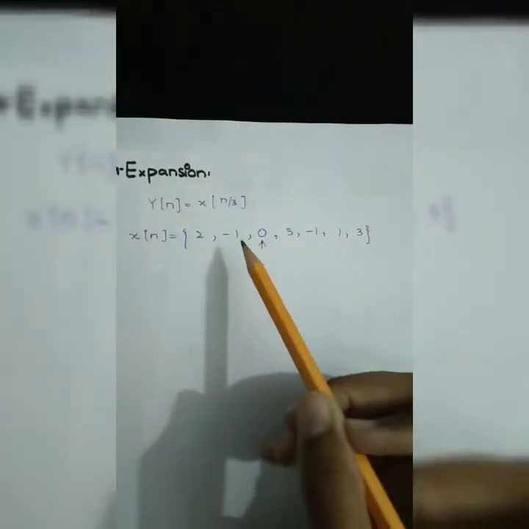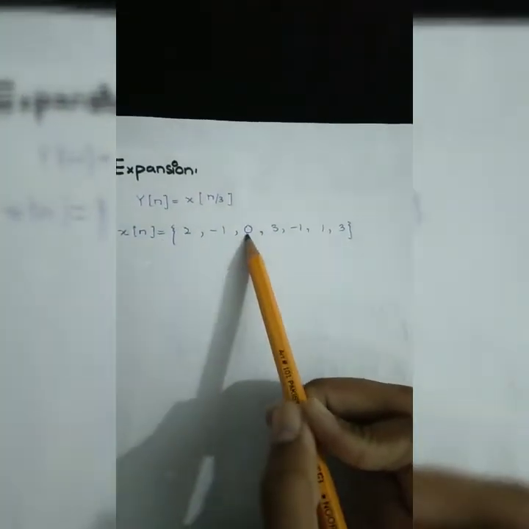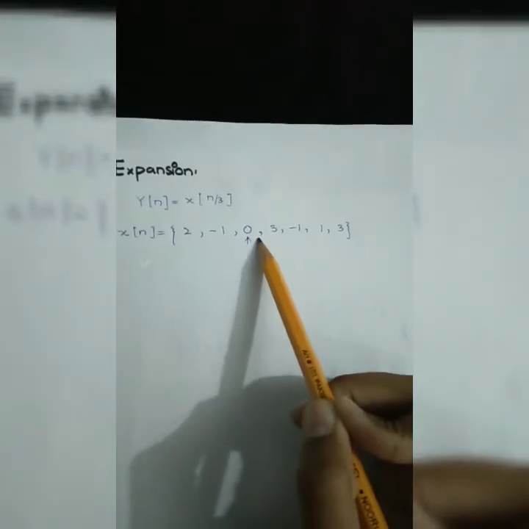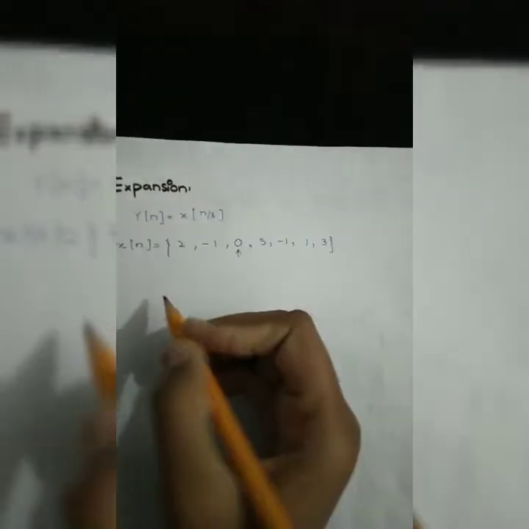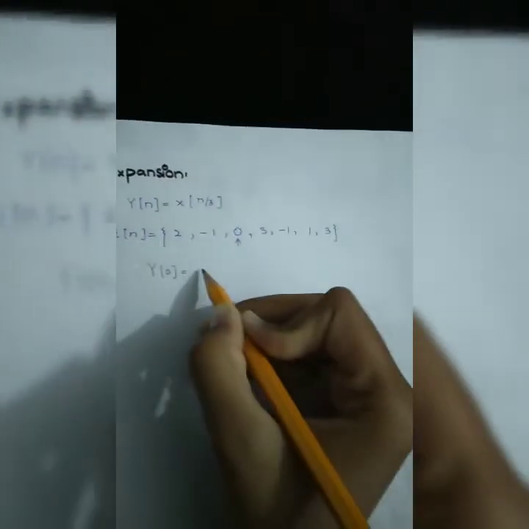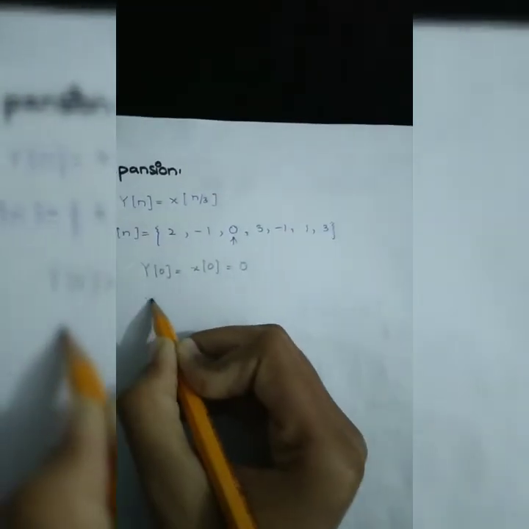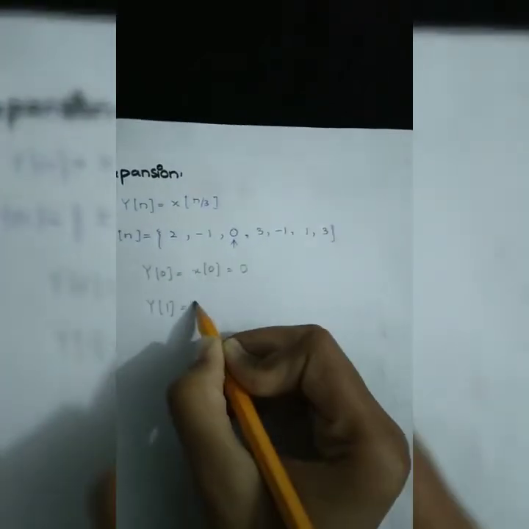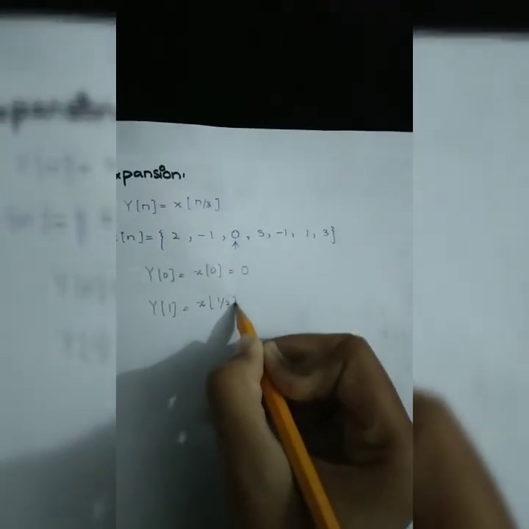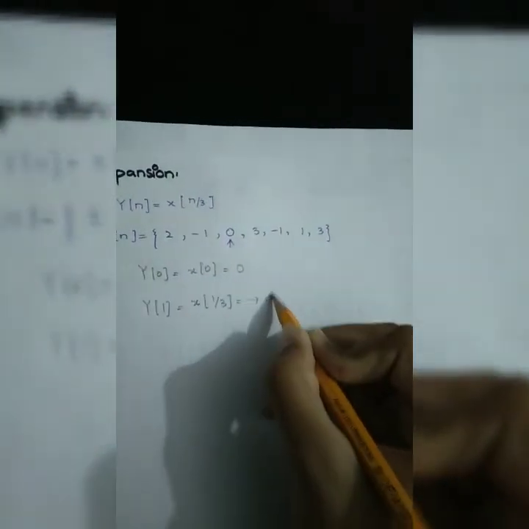If our system or a signal is divided by any factor, it means that that system or that signal is expanded. For example, x of n is equal to 2, minus 1, 0, 3, minus 1, 1, 3, and this is our zero index value, and we want to expand it. Then we will find our expanded value by putting the values in this equation, and then y of 0 is equal to x of 0, which is 0, and y of 1 is equal to x of 1 by 3, and there is no value at 1 by 3, so this will be discarded.